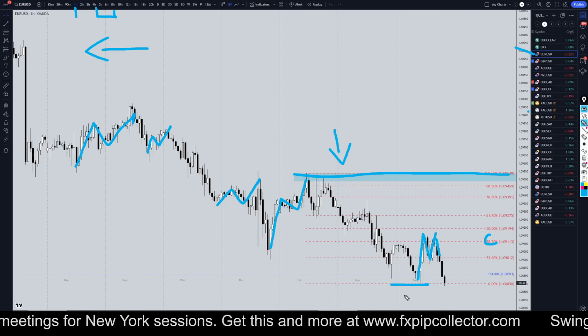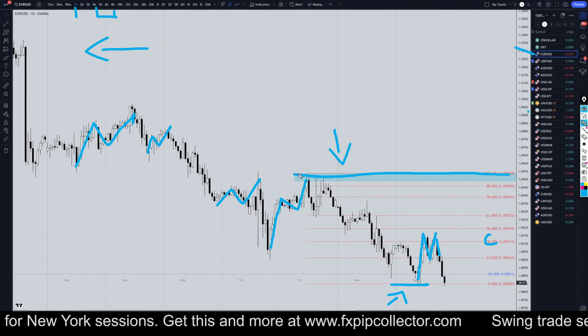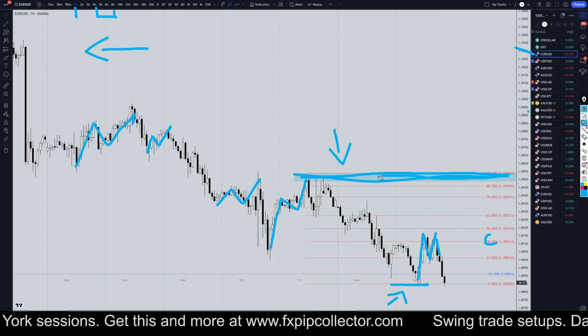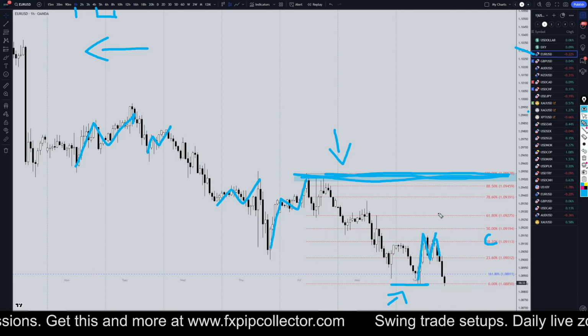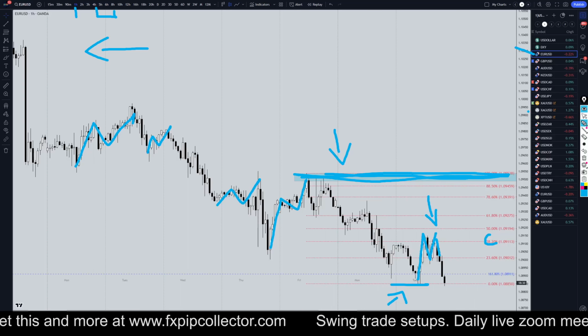I can't even imagine how many people tried to go long today thinking this thing was going to go up and finally break structure. And then what happened was the trend traders are the only ones making money again, or maybe the scalpers also.